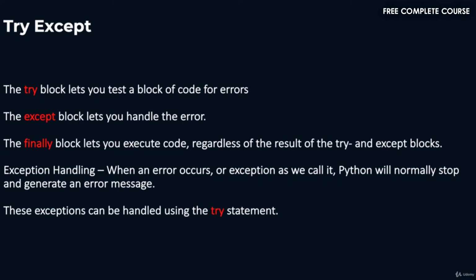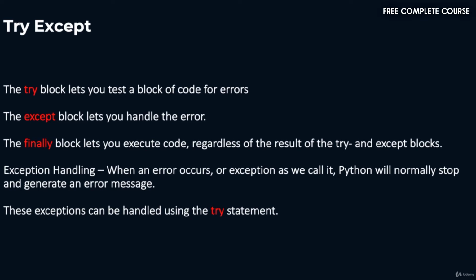All right, welcome back. So in this video, we're going to talk about try except. The try block lets you test a block of code for errors. The except block lets you handle the error. And the finally block lets you execute code regardless of the result of the try and except blocks.